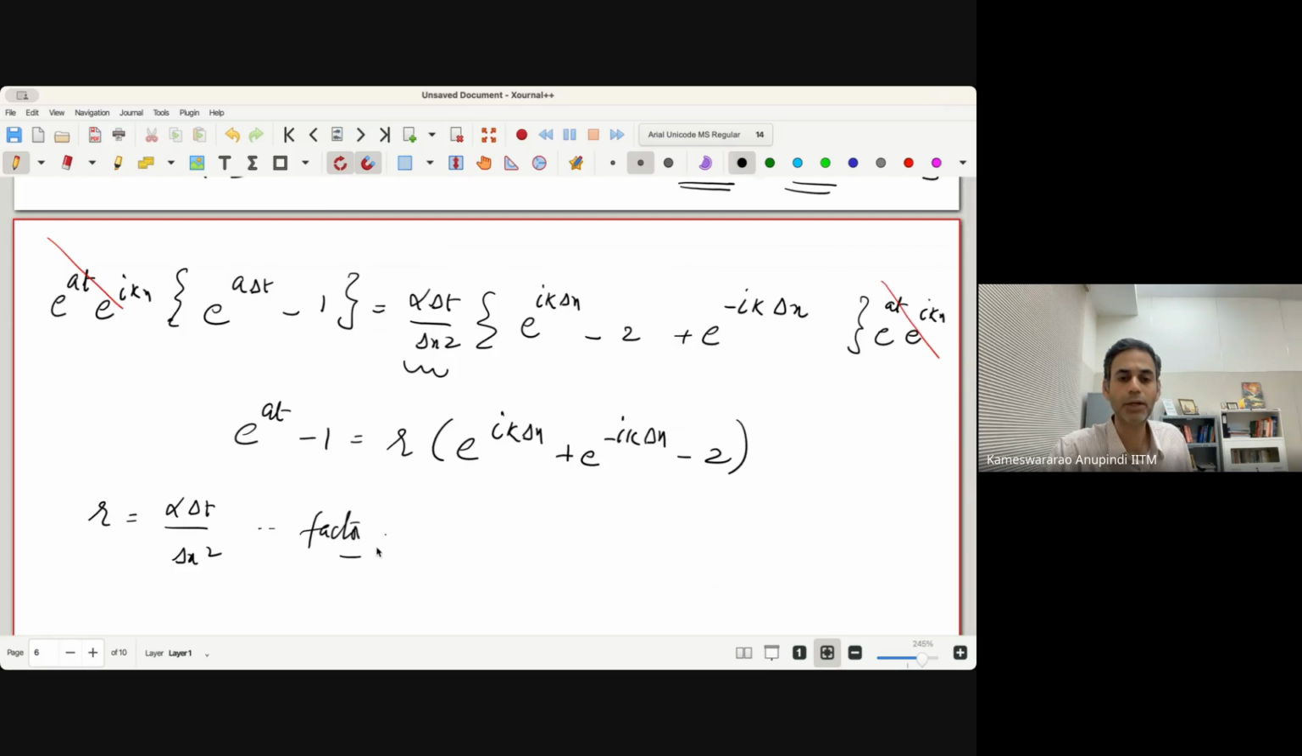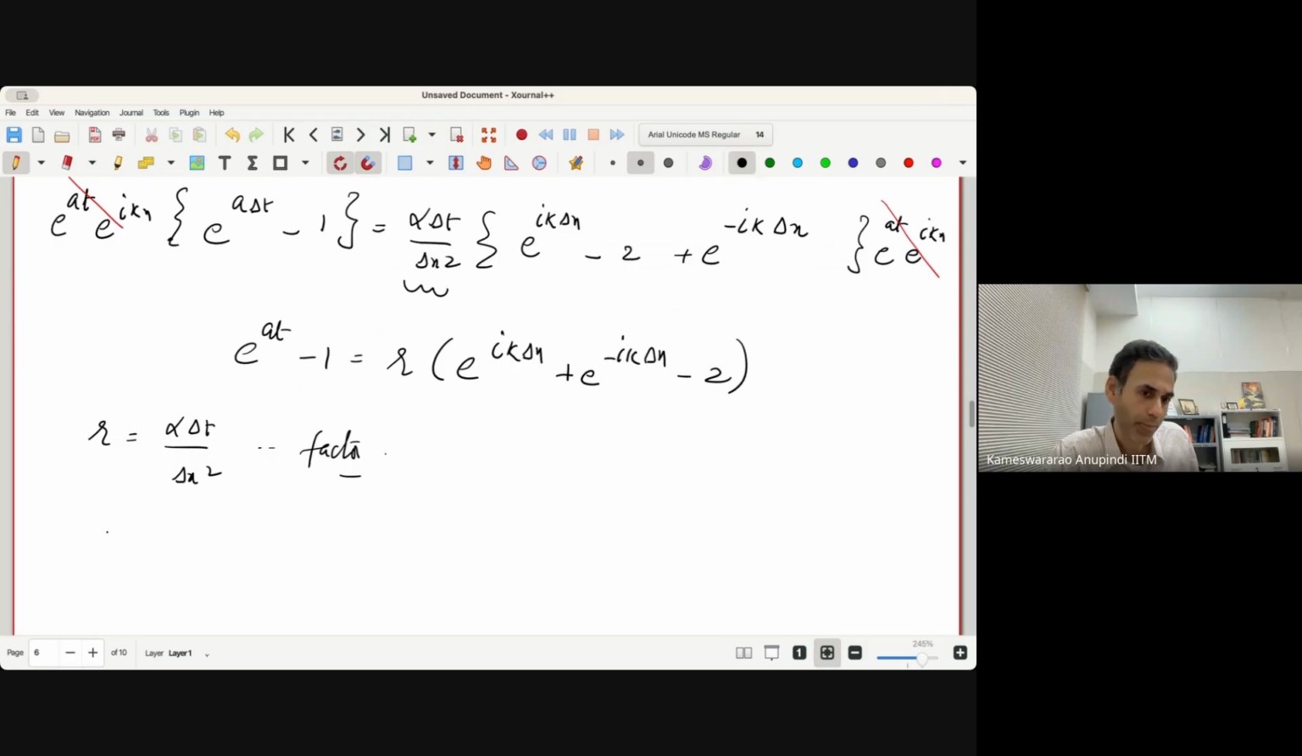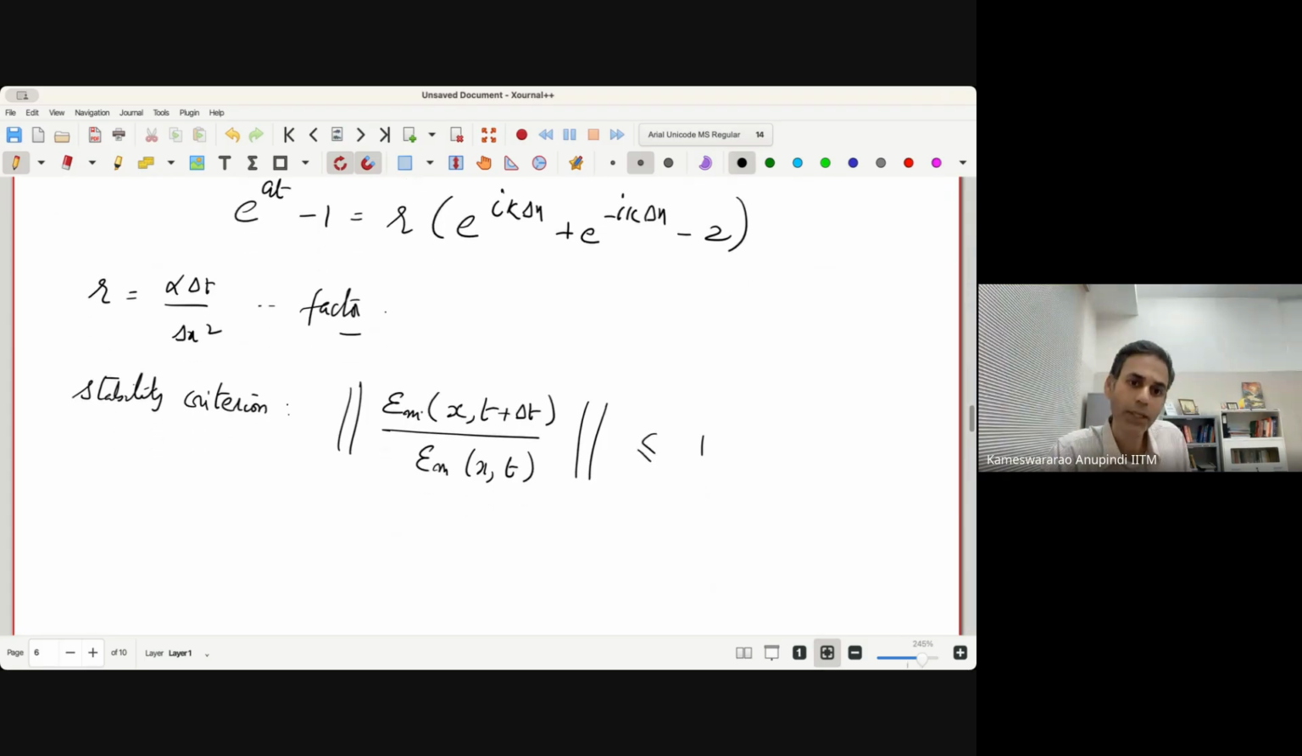Okay, so we obtained some equation here. But then what is our stability criteria? Stability criterion is epsilon m at spatial location x at time t plus delta t divided by epsilon m at spatial location x at time t. We want the magnitude or modulus of this to be less than or equal to 1. That is our condition.